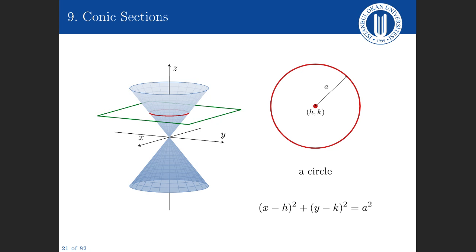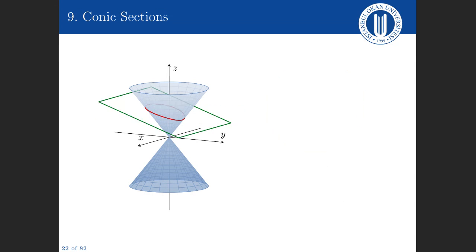And the answer, as you can imagine, is a circle. We know an equation for the circle: (x - h) squared plus (y - k) squared is equal to a squared, where (h, k) is the center and a is the radius. What about if instead of cutting horizontally, we cut at an angle? Let's suppose we cut at a shallow angle like this. What is the shape of this red curve? The answer is we have a shape called an ellipse.